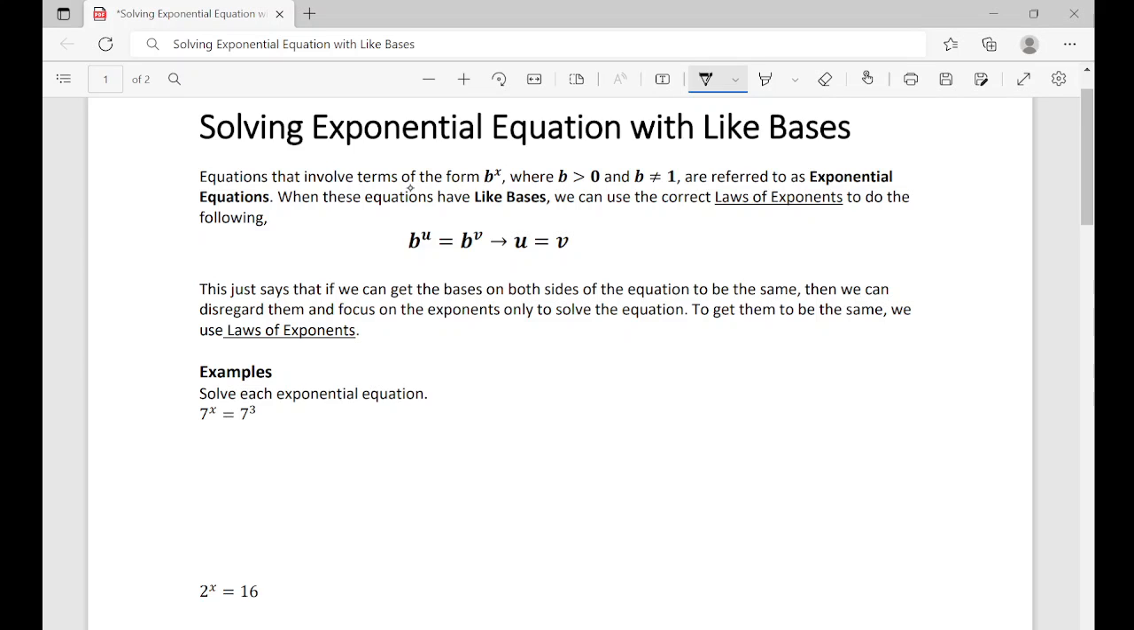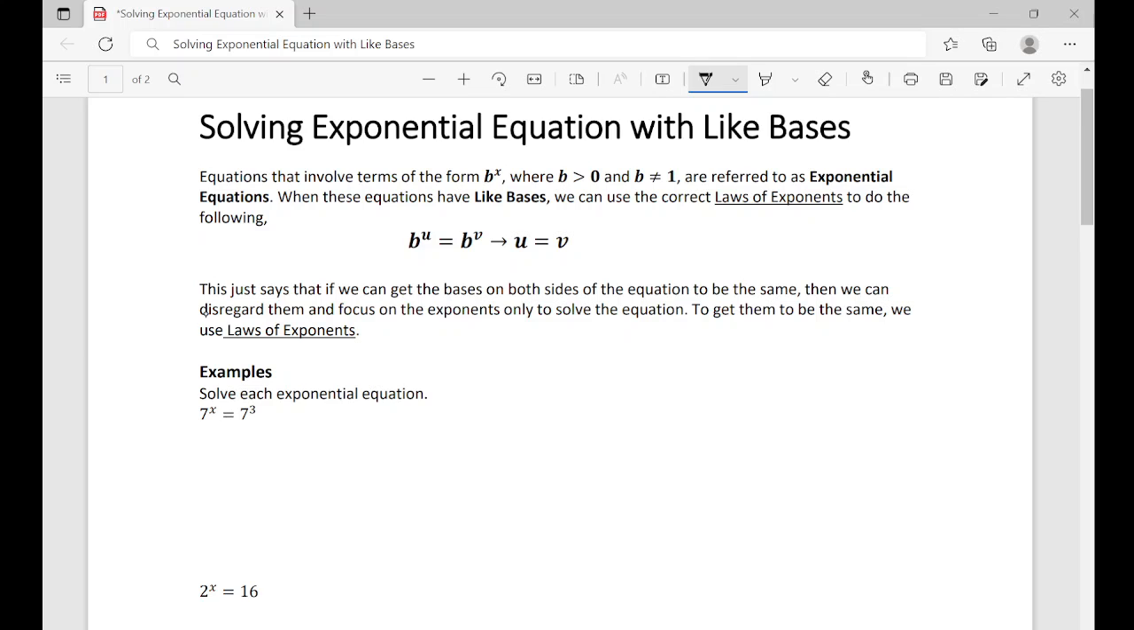Equations that involve terms of the form b to the x, where b is greater than 0 and b is not 1, are referred to as exponential equations. When these equations have a like base, we can use the laws of exponents to put them into the form b to the u equals b to the v, where we can just disregard the b's and focus on their exponents.